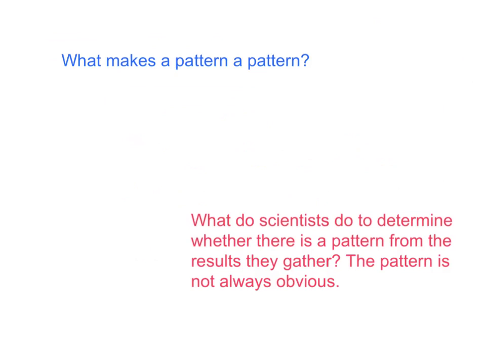So have a think about what you were doing in your mind. What makes a pattern a pattern? What makes the sequence flow on to the next item in the sequence? And then have a think about, what do scientists do to determine whether there is a pattern from the results they gather? The pattern is not always obvious from data. What do they do next?